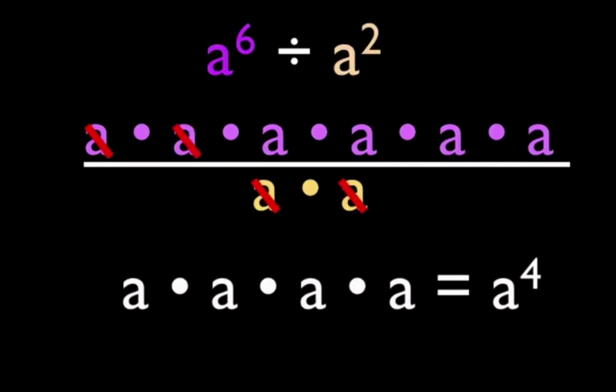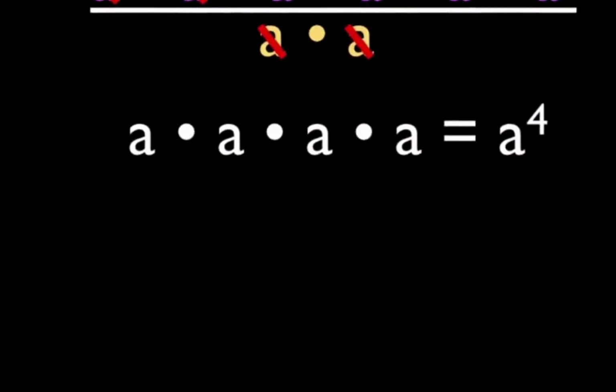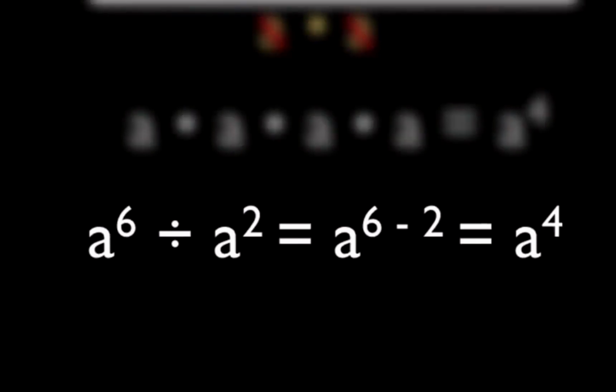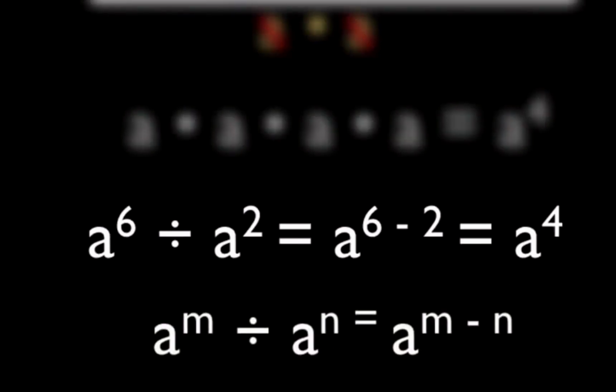Now that we've figured out that a to the 6th divided by a to the 2nd is a to the 4th, can you find a shortcut or a rule for this type of problem? Pause the video and think about it. Notice that to get from 6 divided by 2 to 4, we're actually subtracting the exponents. Which kind of makes sense, since multiplication is adding exponents. Applying that to the general rule, a to the m divided by a to the n is a to the m minus n.